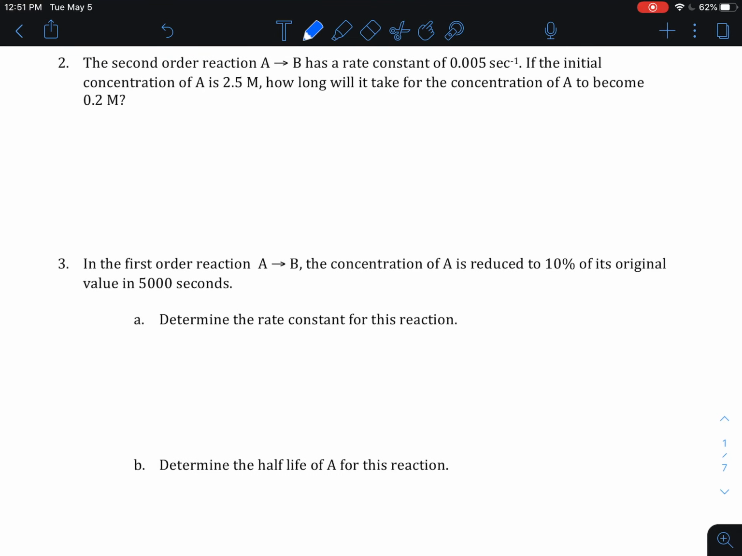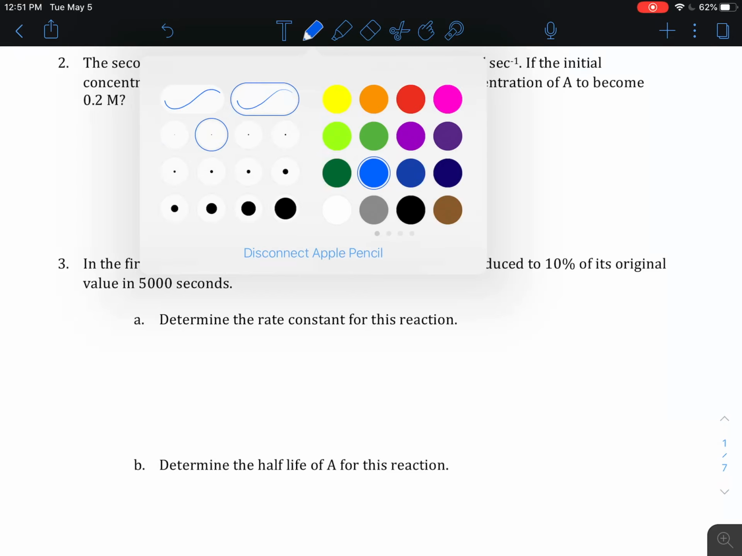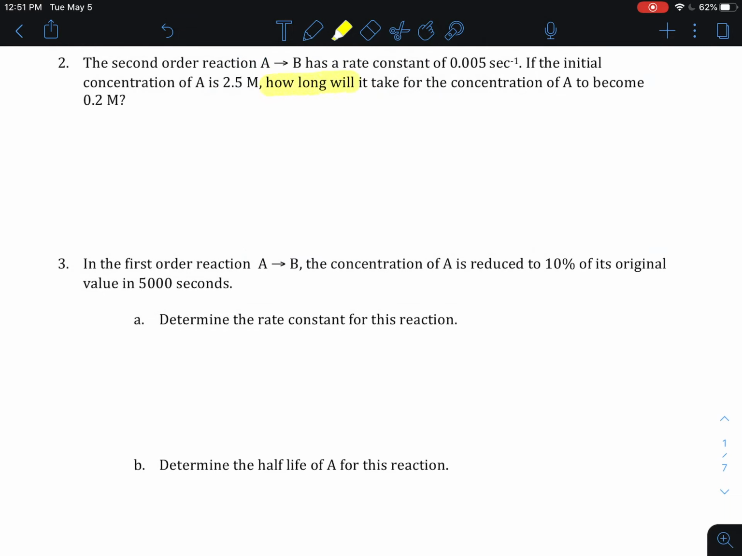All right, second one looks like another kinetics problem. Now it says the second order reaction has a rate constant of 0.005. If the initial concentration of A is 2.5, how long will it take for the concentration of A to become 0.2 molar? So this is second order, which means 1 over the concentration of A at time t equals 1 over the concentration of A at time 0 plus kt. And we're solving for t in this case.